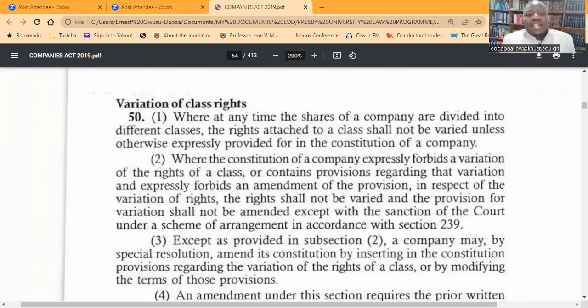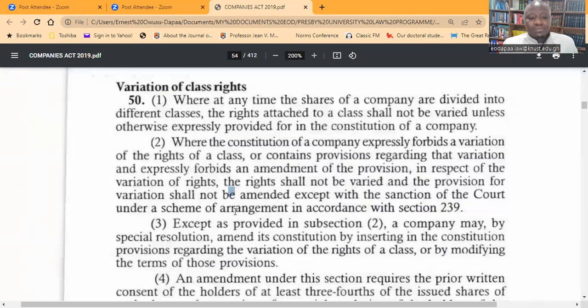Thank you. So you see that when it comes to variation of class rights, the provisions relating to class rights in the constitution of the company can be amended only under two situations. Either you comply with section 50 subsection 3 and 30E, as you have read, or a scheme of arrangement pursuant to section 239, where you have to get the approval of the court. So let us keep that in mind.